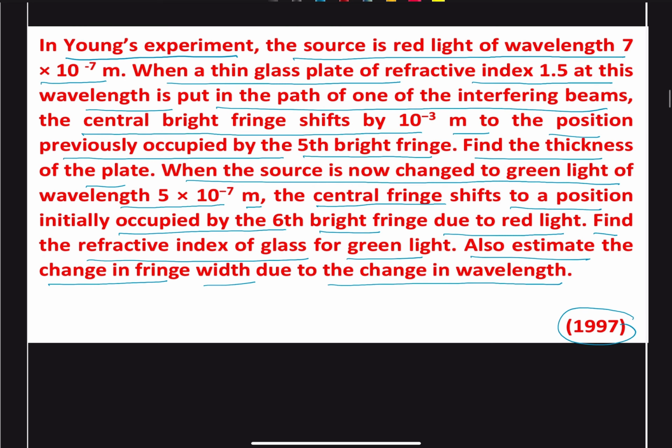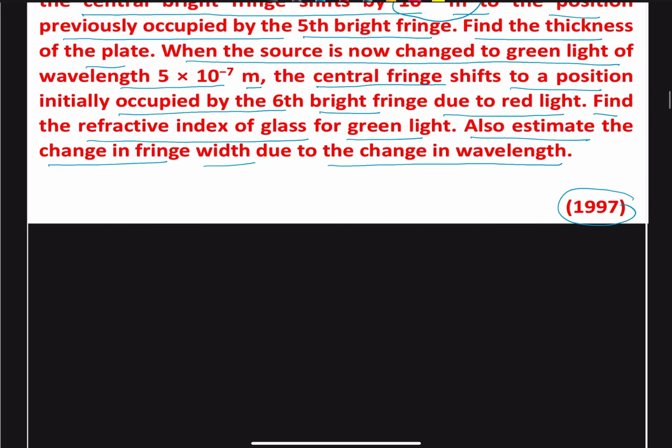This is almost the same question as the previous one, but with the minor difference that here we are having two sources of light, red as well as green, and the shift here is given in terms of 10 to the power minus 3 meters. So there is a lot of data in this question. So let us first of all write what are the various things that are given to us.